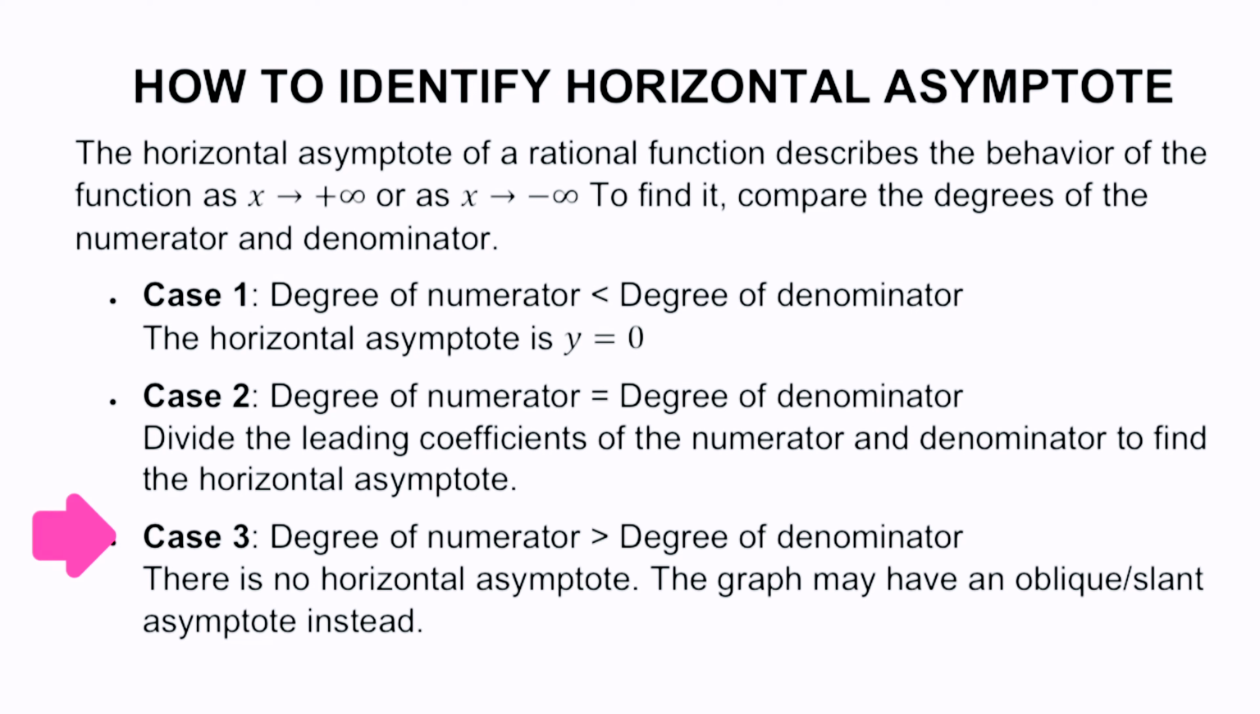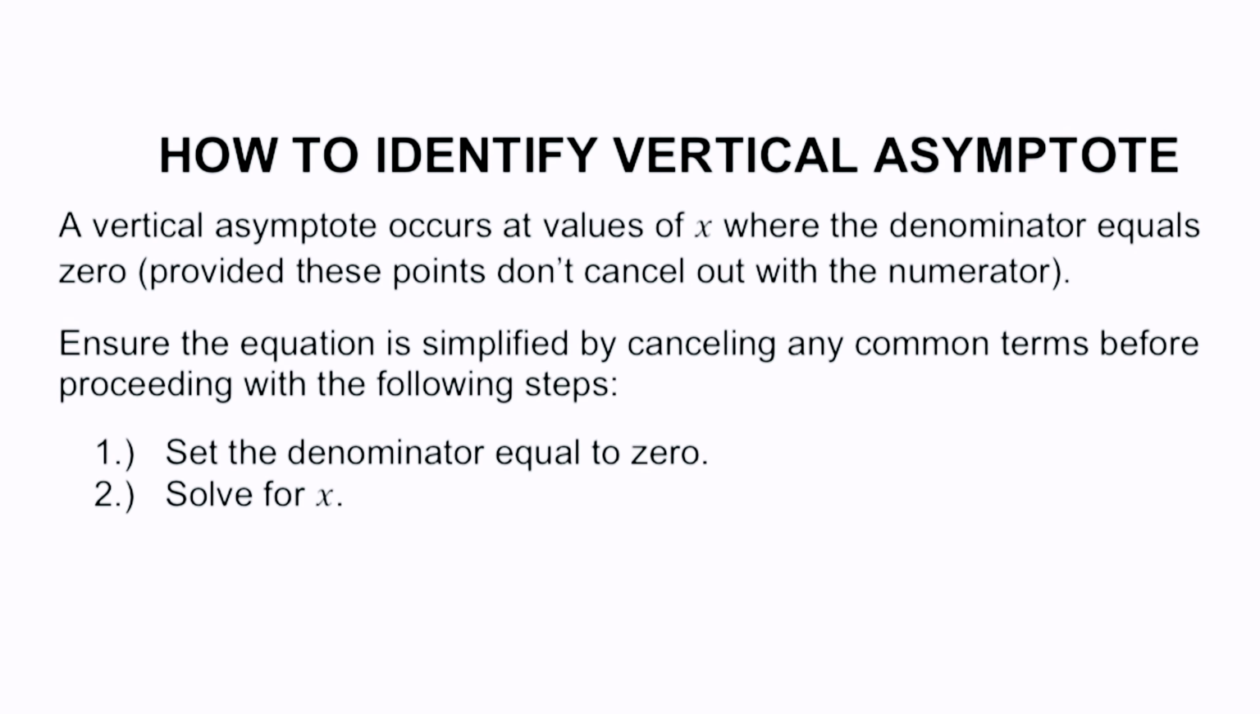Now, how do we find the vertical asymptote of a rational equation? Vertical asymptotes occur at values of x where the denominator equals 0, provided that these points don't cancel out with the numerator. To determine the vertical asymptote, we have to make sure that we simplify the given rational expression by canceling any common terms before proceeding. So these are the steps: once we cancel out common terms, we set the denominator equal to 0 and solve for x. And this will represent the vertical asymptote.